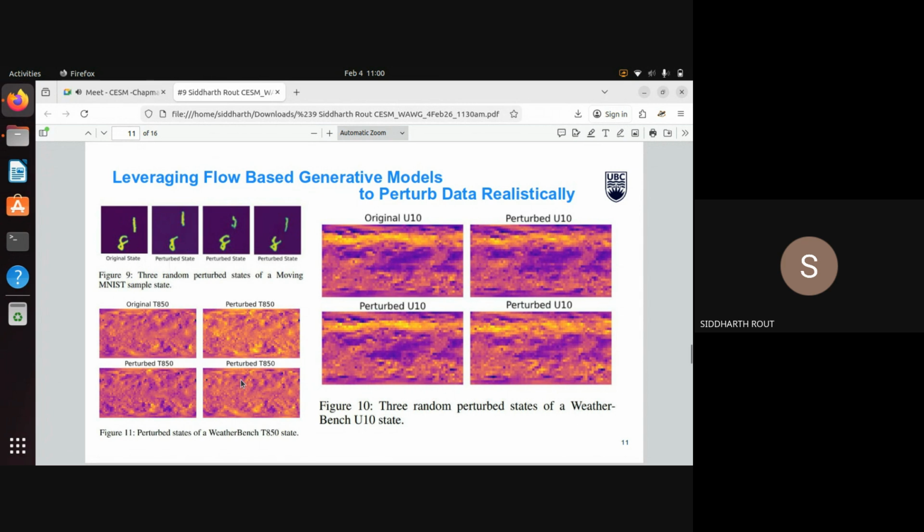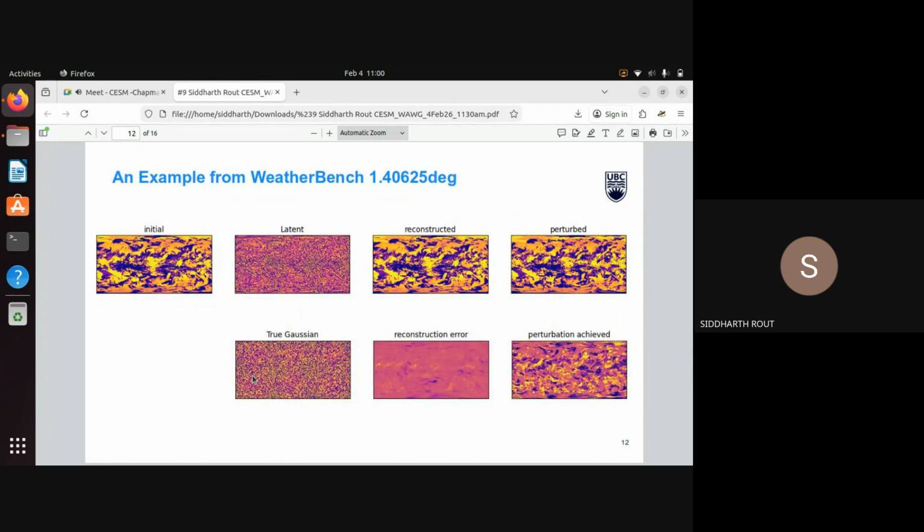And we used that on the 5-degree ERA5 dataset, and that is working well. What we have planned is to work on a 1-degree dataset. And this is a sample, sorry, I do not remember the exact variable that we are perturbing here. So this particular data is being perturbed to this particular state. And this is the actual perturbation, the physical perturbation that happened.